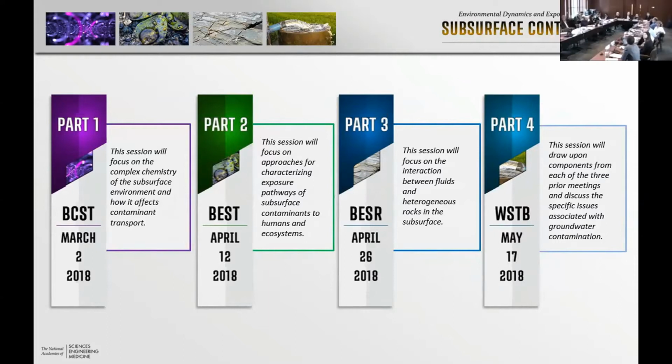The rocks are filled with cracks and faults and fractures and grains and boundaries, and so we're going to be trying to look at that interface between the rock matrix and the fluids. And then finally, in May, the Water Science and Technology Board is going to take us back to water, and specifically groundwater contamination. So again, each of the boards is going to be looking at a unique facet of this problem, but we're trying to link those elements together. The subsurface isn't for the faint of heart. It's very, very complicated.